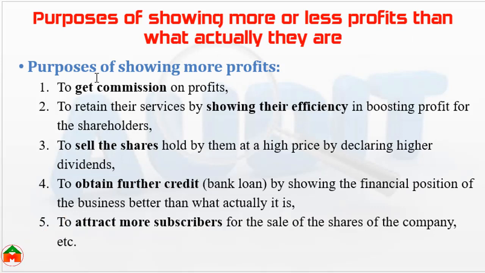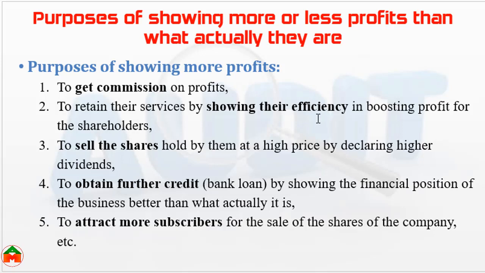We can see the purposes of showing more profits are to get commission on profits. The higher level management has an intention to get commission on the profits. If there is a bonus plan for the managers on the profit, in that case the management will try to get the commission or bonus by showing more profits. And the second purpose is to retain their services. Here there means the management.